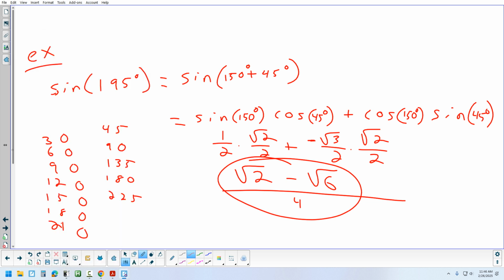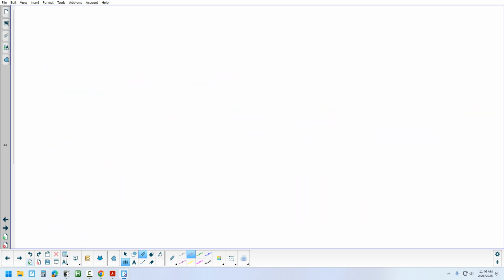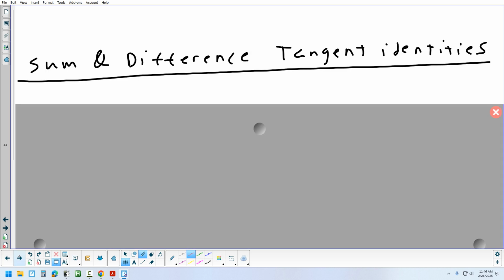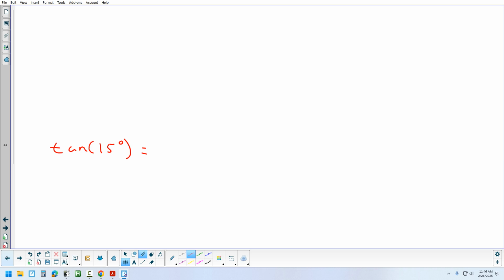Any question on that one? All right, now, let's say I asked you to do something like the tangent of 15. There is a formula for tangent. I'm not going to show you what it is. It's a little more complicated. What did we learn about tangent yesterday? What's another way you can write tangent? Sine over cosine. So what would the tangent of 15 be the same as? Sine of 15 over cosine. Right.